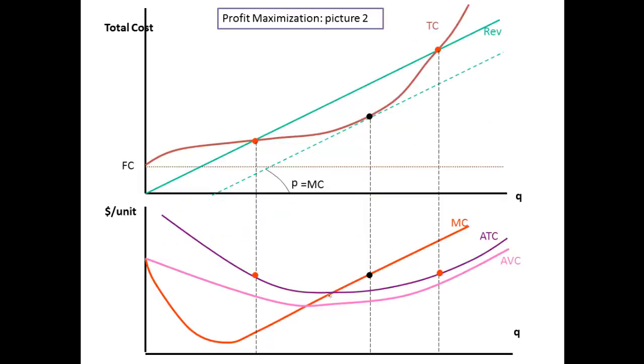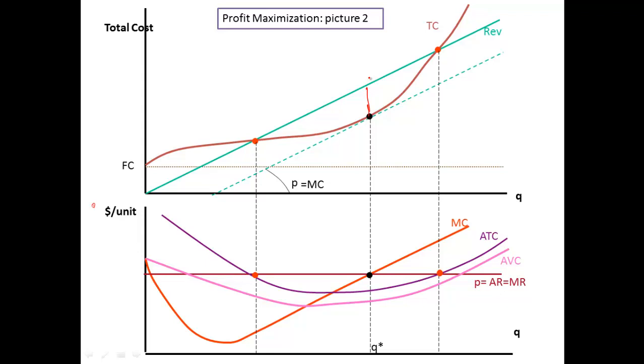Let's revisit this story in another picture. What's different here is that in the lower diagram, instead of having profit, although there will be a way to see profit, we instead have those average total and average variable and marginal cost curves that we recently derived. So I want to show you how to see profit in this lower diagram. As we already know, in the upper diagram, profits are vertical distance between total revenue and total cost.